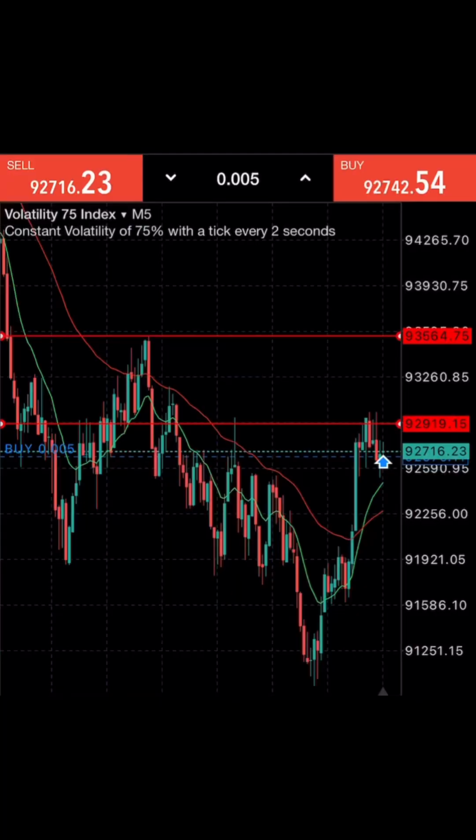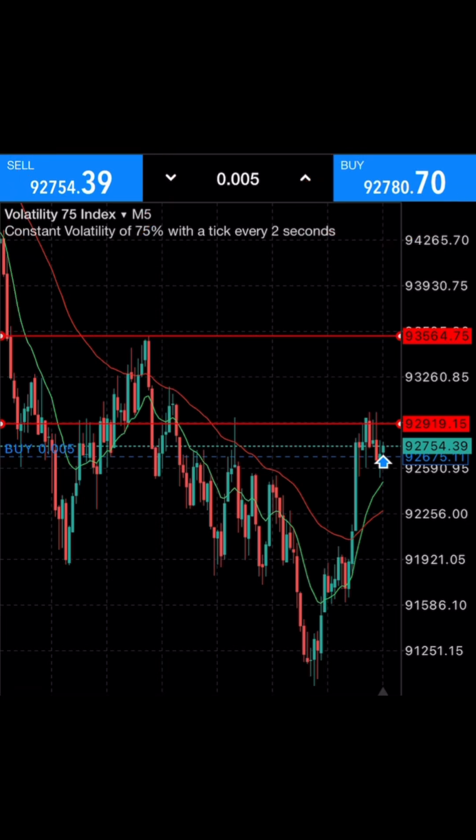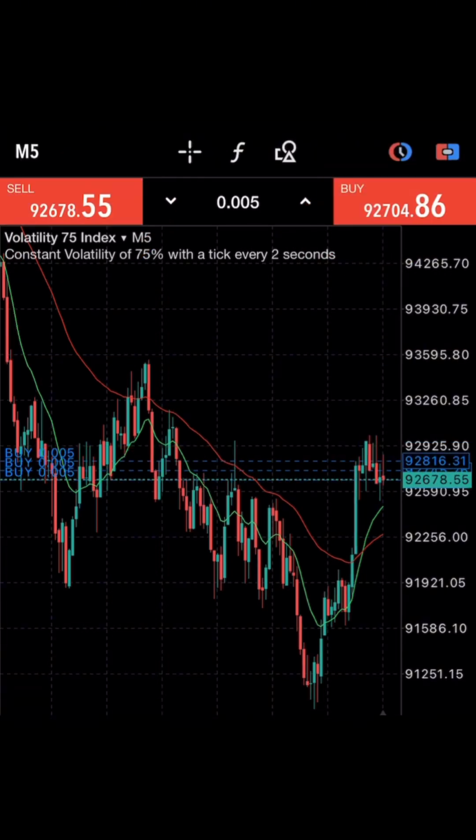The next thing now is how to know when to enter the market, and the position to enter when taking a trade. Now let's assume you want to go for a buying position. Let's use this as an example. You want to enter the buying position. You can see these two blue or red labels on the upper part of your phone. If it is a sell position, you click on sell. If it is a buying position you are going for, you click on buy.